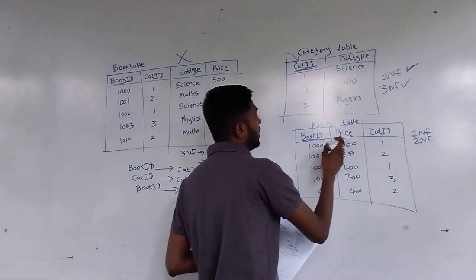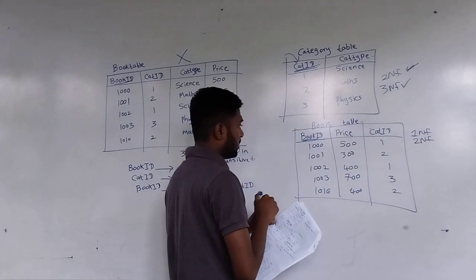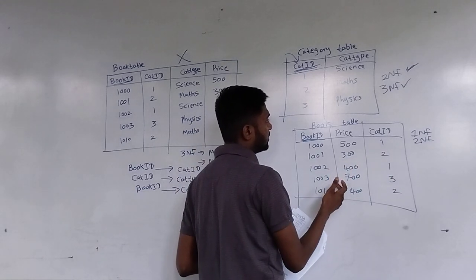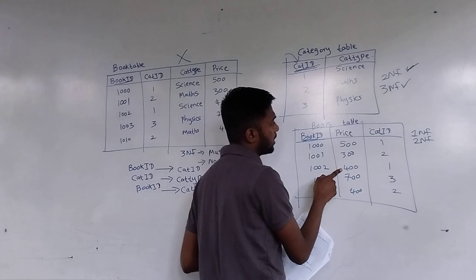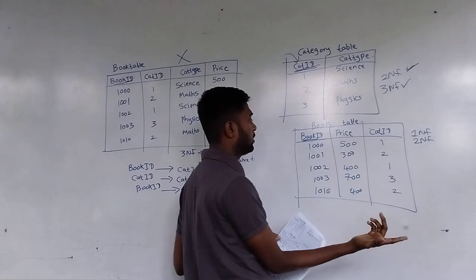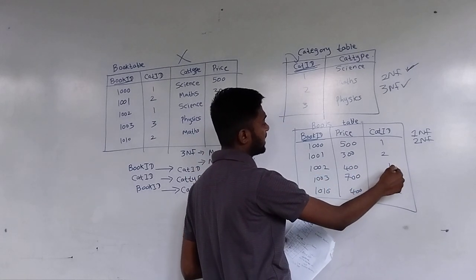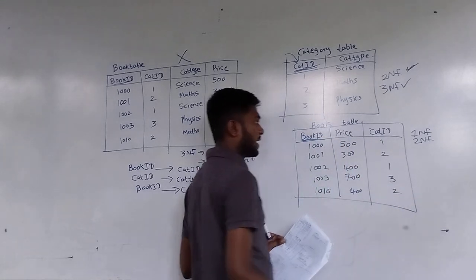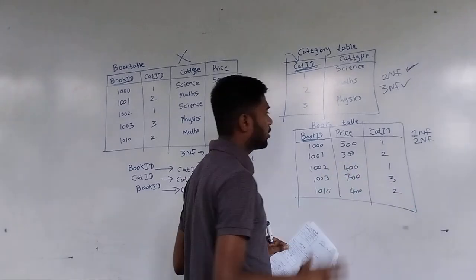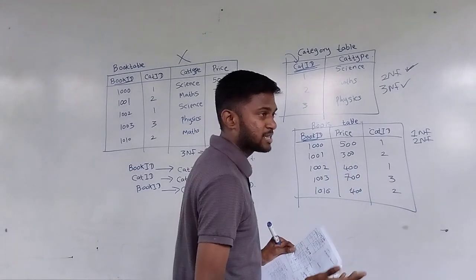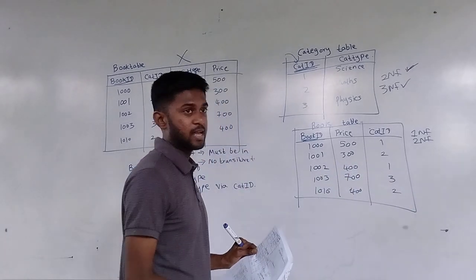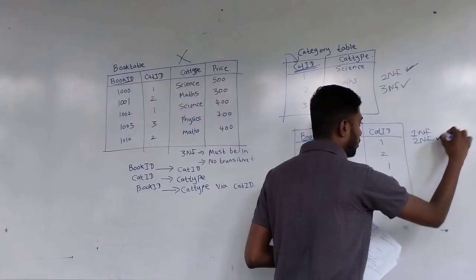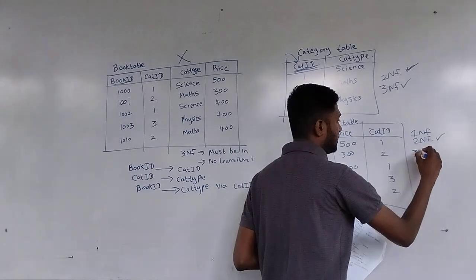And if you look into the transitive functional dependency, can you determine the category ID using the price? If I say 400, I will get 1 also, I will get 2 also. Can you determine? No. If I say category ID 1, I will get 400 also, 500 also. That means price is not dependent on category ID, and category ID is also not dependent on price. So one non-key attribute is not dependent on another non-key attribute. So there is no transitive functional dependency, and as the table is also in 2NF, definitely this table is in 3NF.